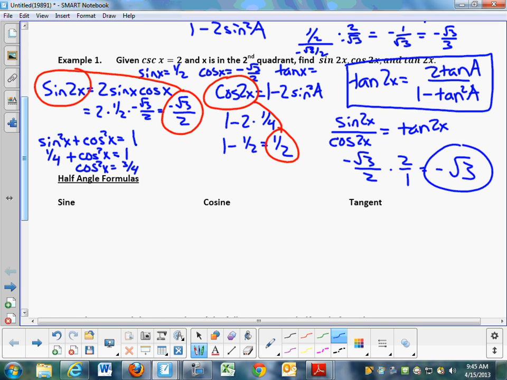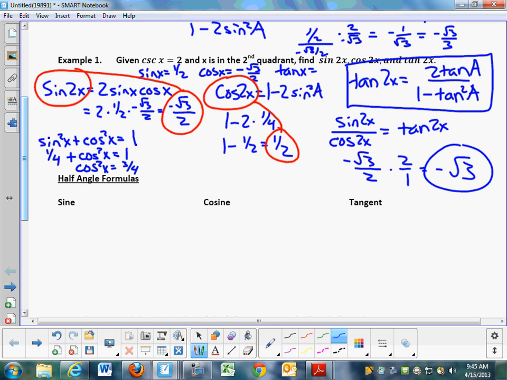You might decide that. But let's say that they told us that the tangent of x was equal to square root of 3. Well, then you wouldn't do all that work, would you? You would just plug it right into there. So I just want to make sure you saw this formula. We didn't actually make use of it, but it is available to you. Does that help?